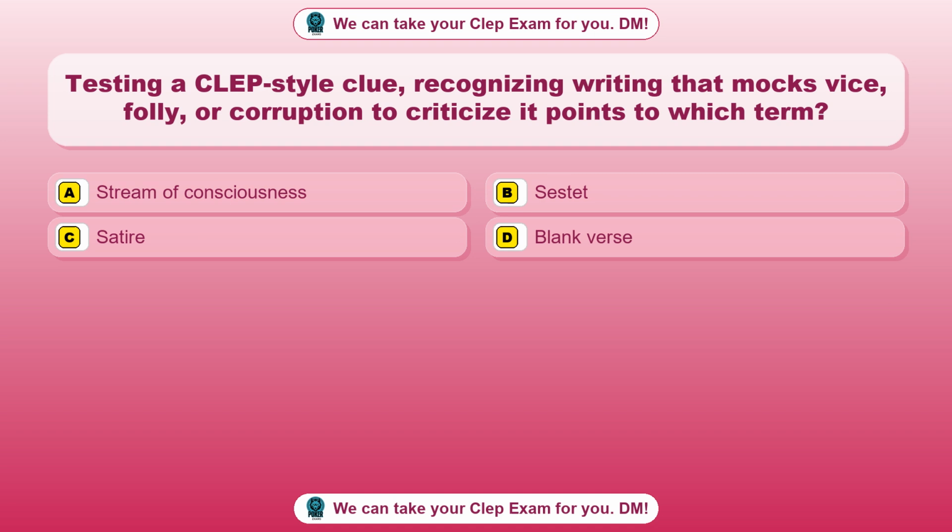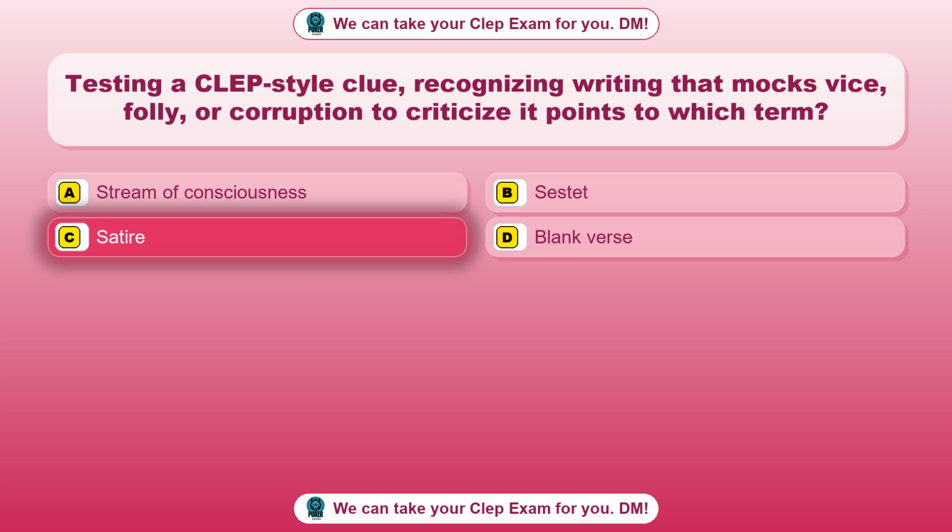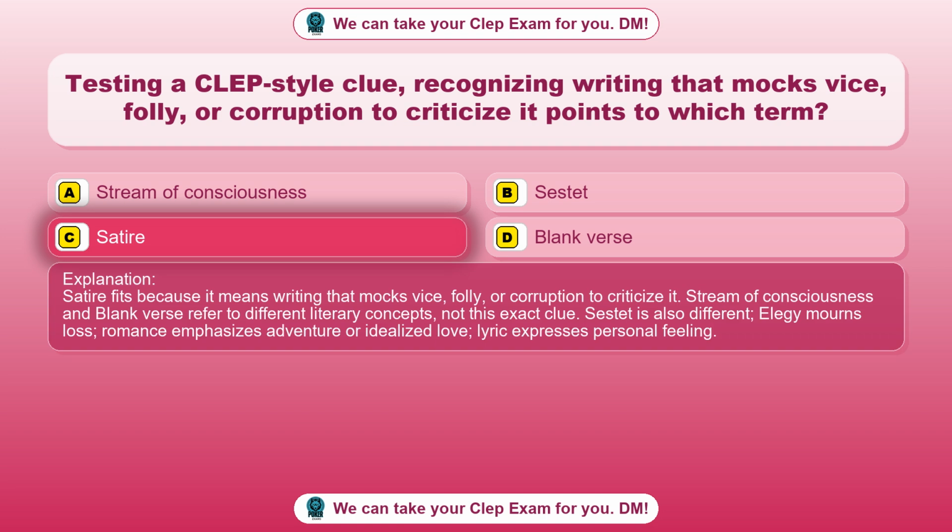Question 92. Testing a CLEP-style clue. Recognizing writing that mocks vice, folly, or corruption to criticize it points to which term? Option A, stream of consciousness. Option B, sestet. Option C, satire. Option D, blank verse. The correct answer is option C, satire. Satire fits because it means writing that mocks vice, folly, or corruption to criticize it.